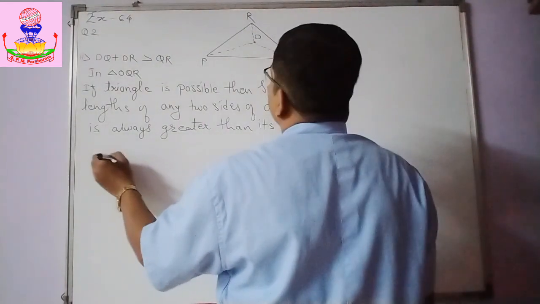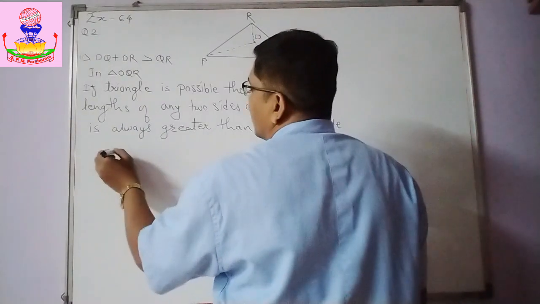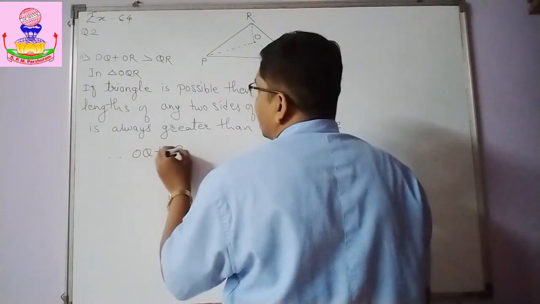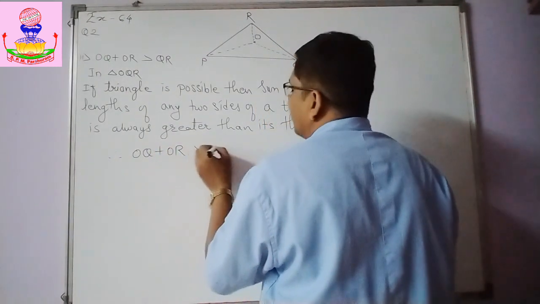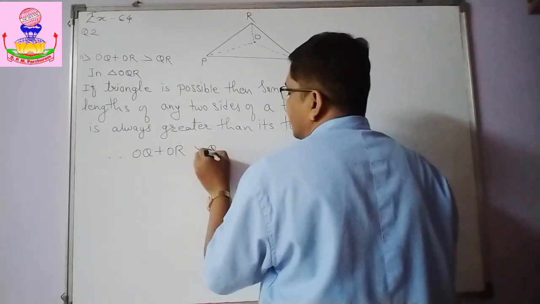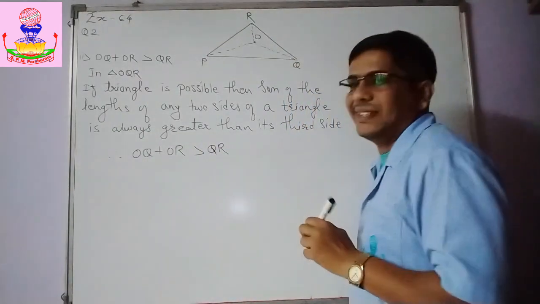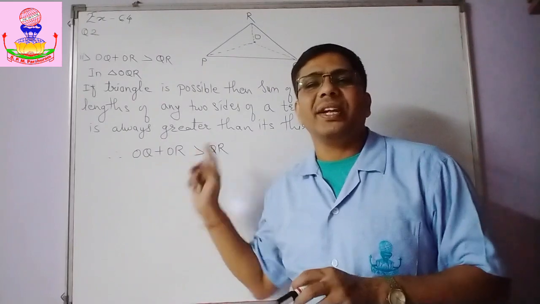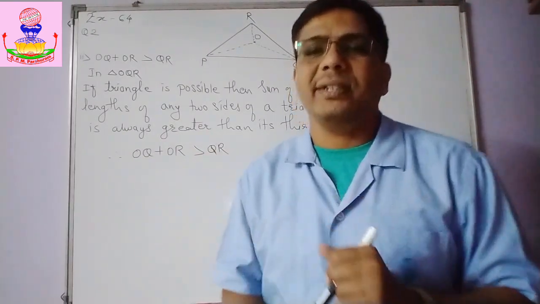So here, therefore, OQ plus OR is greater than QR. Is it true? Yes, it is true. Okay, that is what you are supposed to write.